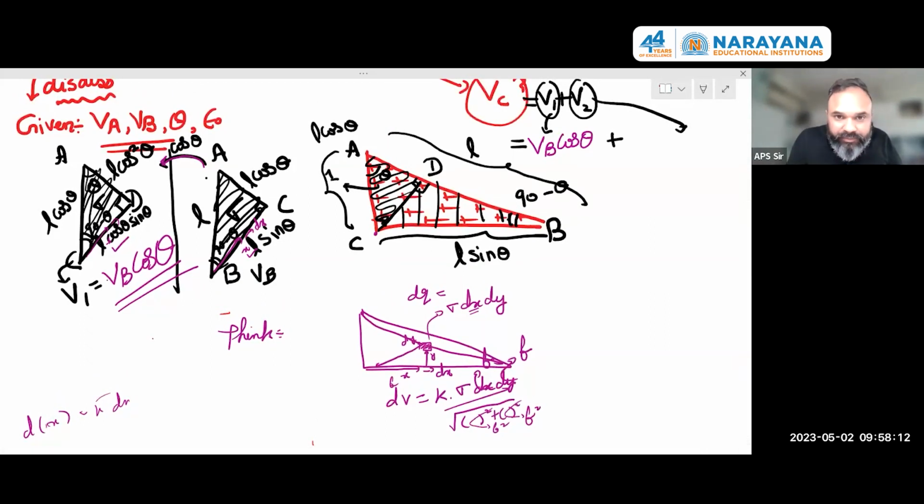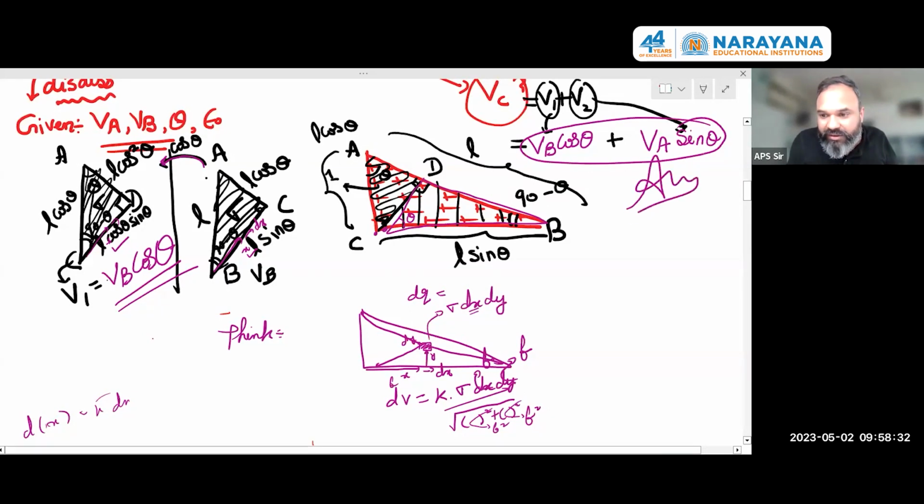And similarly, the contribution of DBC at C, this angle is theta, is similar to the contribution of ABC at A. So it is VA into, and the side opposite to 90 is L sin theta, and so it is multiplied by theta. The answer to the question is this. This is the answer to the question.